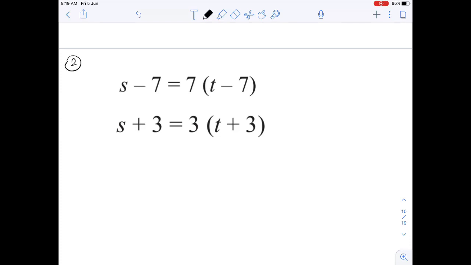Now in question number 2, here it can be seen that the first equation is s minus 7 equals 7 into t minus 7. The second equation is s plus 3 equals 3 in bracket t plus 3. Now this equation is not in standard form. We have to arrange it in such a way that terms with variables must be on the left hand side and the constant term must be on the RHS side. Okay, so let us start solving it.